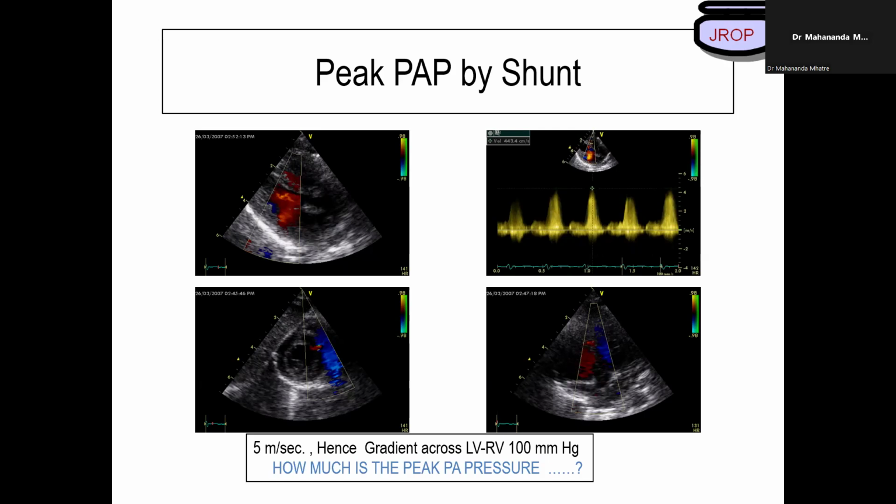So the margin is very small, 2.8 to 3. If you happen to see a TR-jet velocity of 2.8 meters per second, your ear should start ringing that possibly this patient has a mean pulmonary artery pressure close to 23, 24 millimeters of mercury. And if it's 3, definitely that patient has a mean pulmonary artery pressure of more than 25 millimeters of mercury. Clear or not clear? Yes, sir.